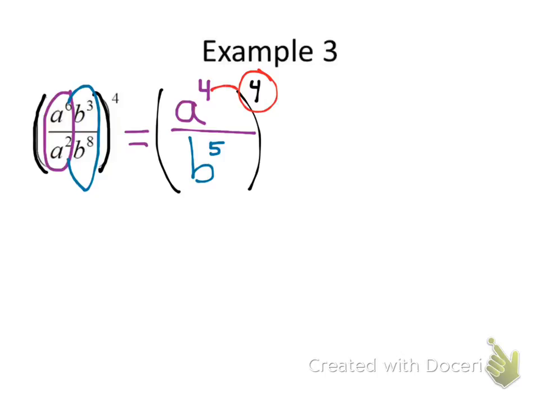Now, what do I want to do with that exponent of 4? Multiply by all the other exponents. Everything already has an exponent, so I don't need to give anything a 1. We're good to go there. So I have a to the 16th on the top, b to the 20th on the bottom.